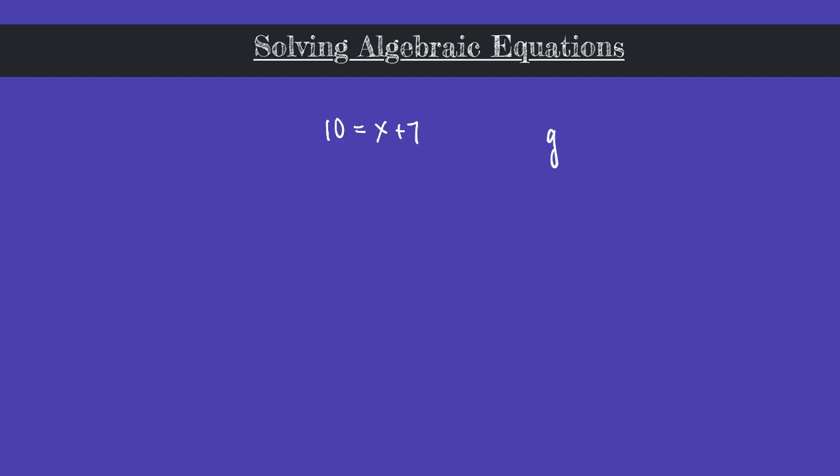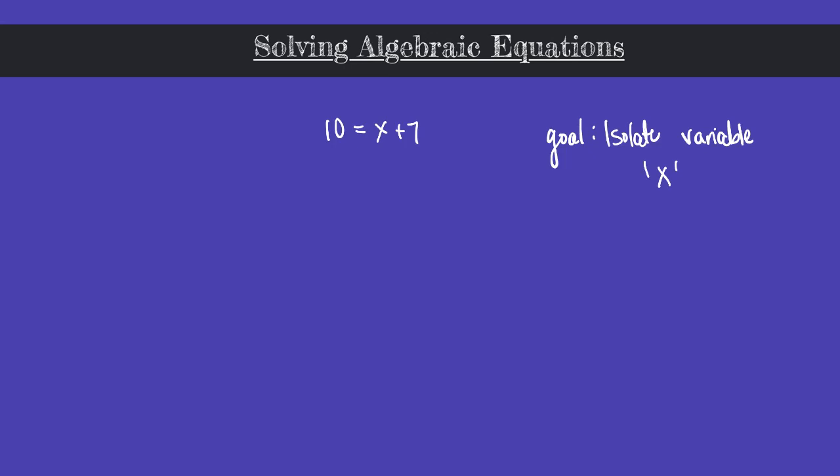The goal when you're solving an algebraic equation is always to isolate the variable. What do I mean by the variable? Well, the easiest way to put it is to isolate the letter. And in this case, the letter is x. Now, there are equations where you have two variables or two letters, and we'll talk more about that later on in another video. But let's go ahead and tackle this problem.